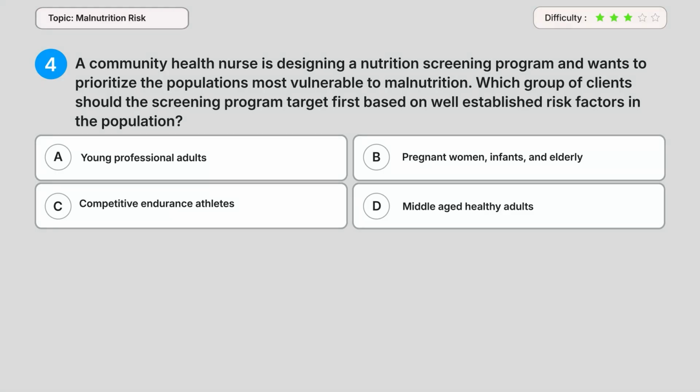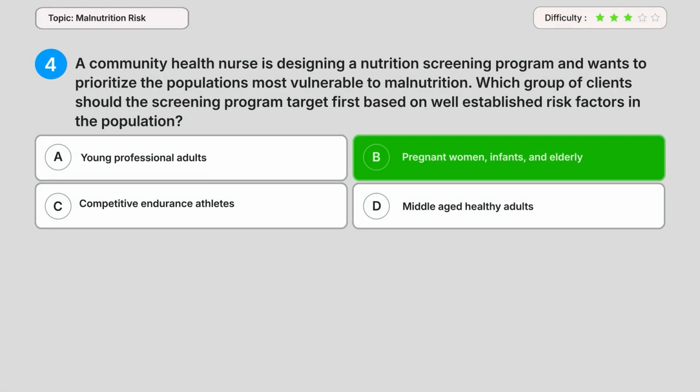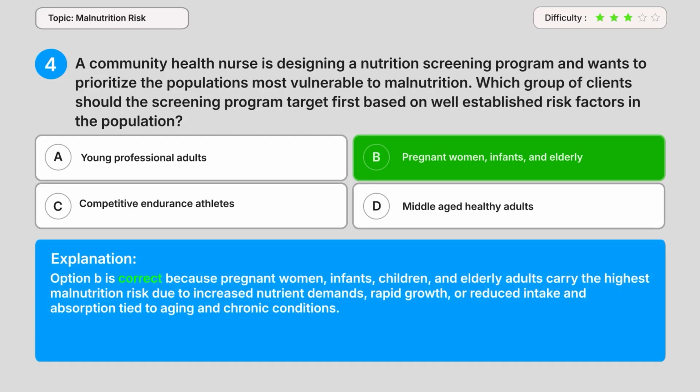Correct answer, B. Pregnant women, infants, and elderly. Explanation: Option B is correct because pregnant women, infants, children, and elderly adults carry the highest malnutrition risk due to increased nutrient demands, rapid growth, or reduced intake and absorption tied to aging and chronic conditions.